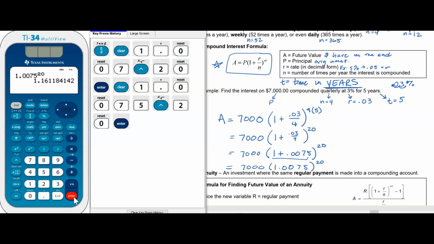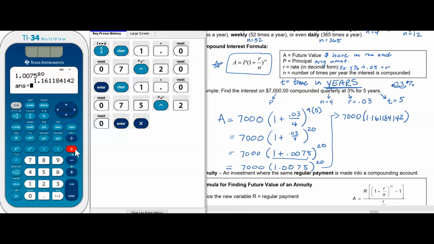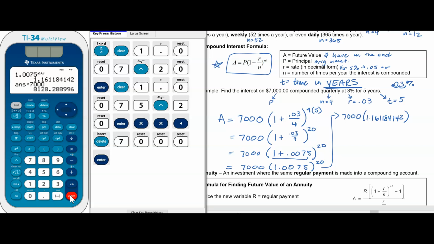Okay, that looks good. So then I'm going to come up here and write down my result. 7,000 times 1.161184142. In my calculator, I can just leave that answer up because it's already there, so I don't have to type it in again. Whoops, I want to go back here. I'm going to hit the delete key because I did times too many times. So times 7,000, enter, and then I've got my answer.